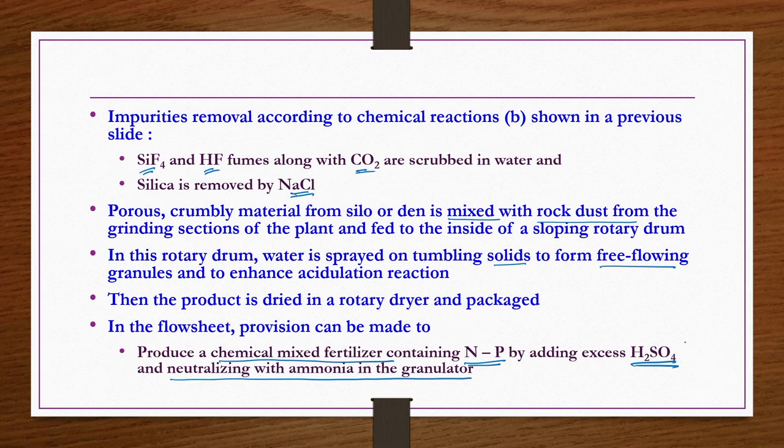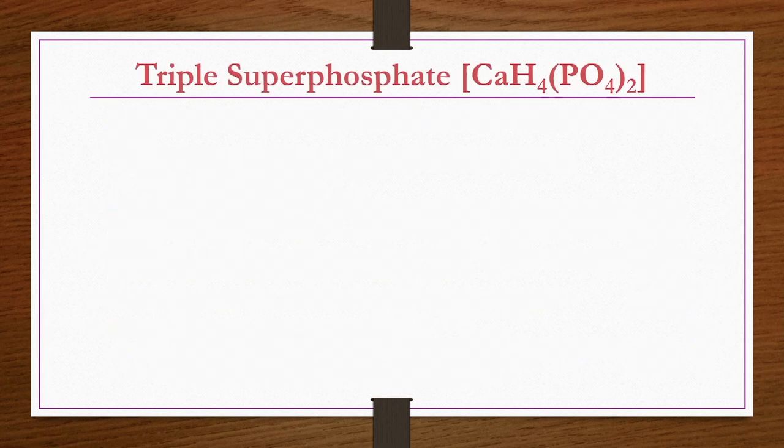This is optional if you wanted to have a mixed chemical fertilizer having both N and P. If you are happy with only P, then it is not required. Next one is triple superphosphate.